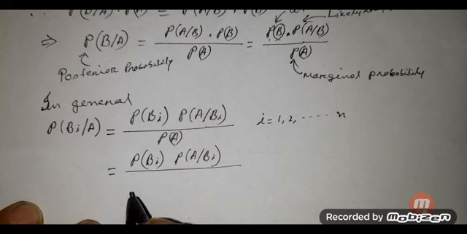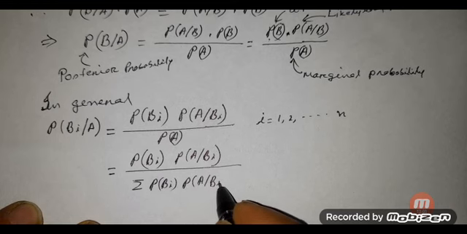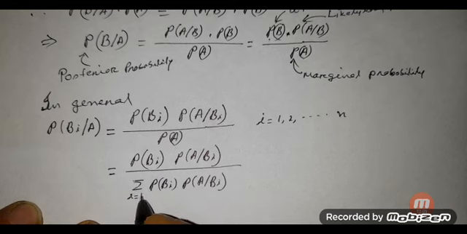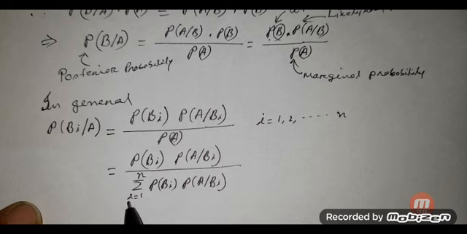Here P(A) is nothing but the summation of P(Bi) into P(A given Bi), where i goes from 1 to n. Here P(A) is nothing but the summation, i goes from 1 to n, of the product of P(Bi) and P(A given Bi).